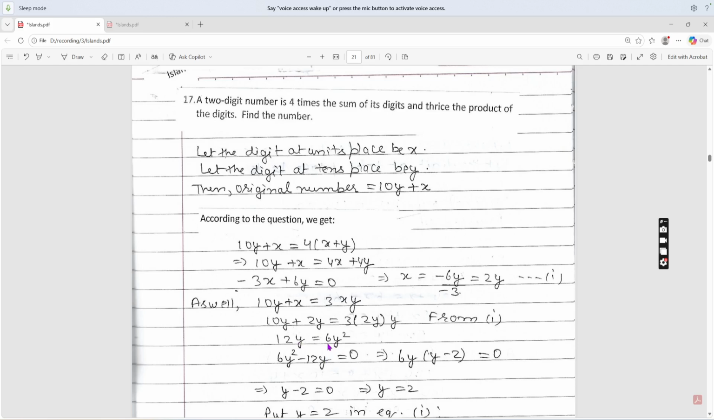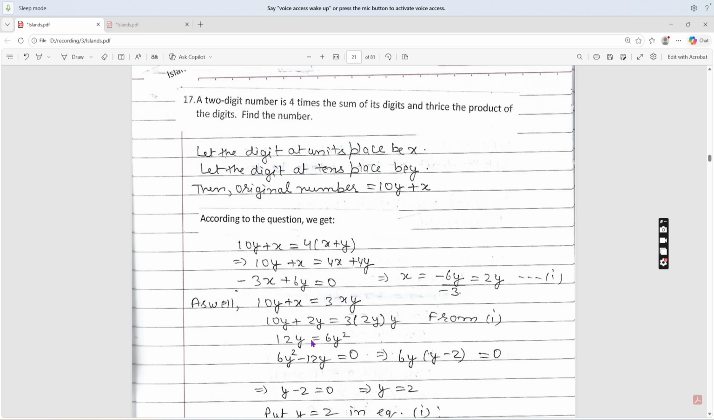Now this can be written as 6y square minus 12y, and on the LHS we will be left with 0. So 0 is equal to 6y square minus 12y. When we shuffle RHS to LHS and LHS to RHS, there would be no inversion of any sign. So 6y square minus 12y is equal to 0. Now we are going to take 6y common. When we take 6y common, what is left inside it? y minus 2. Why? Because 6y into y is 6y square, and 6y into minus 2 is minus 12y.